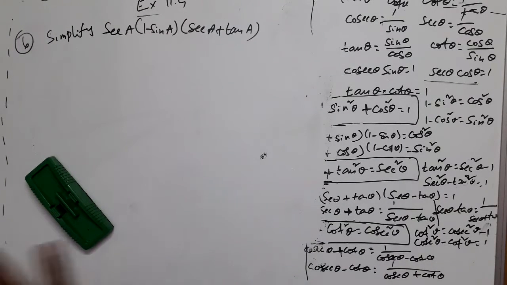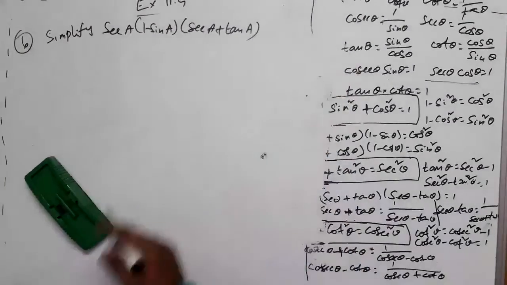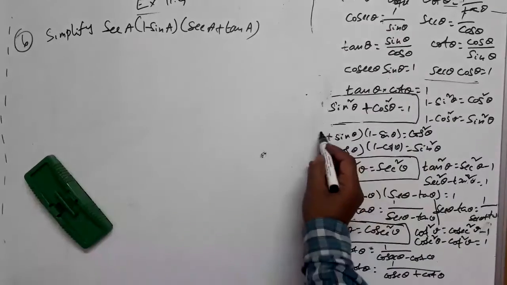We don't know exactly whether this will give you a number or not. Anyway, let us simplify using identities. You tell me what idea you have got.